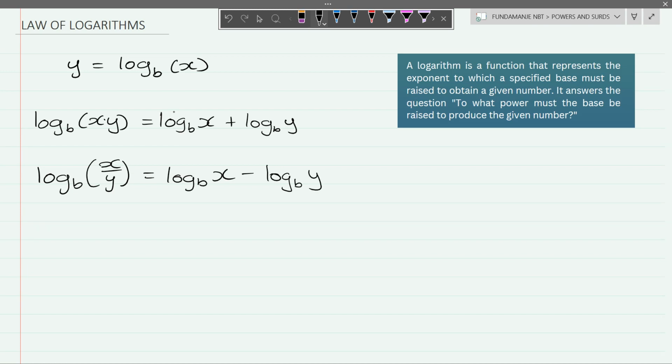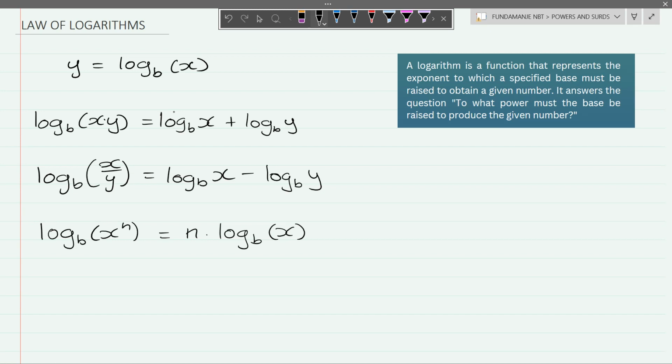Then lastly we have the power rule, which states log base b of x to the power of n will be equal to n multiplied by the log base b of x. So the n comes in and multiplies the entire term. So again, these laws of logarithms are used to simplify and to solve equations, or to simplify expressions basically.